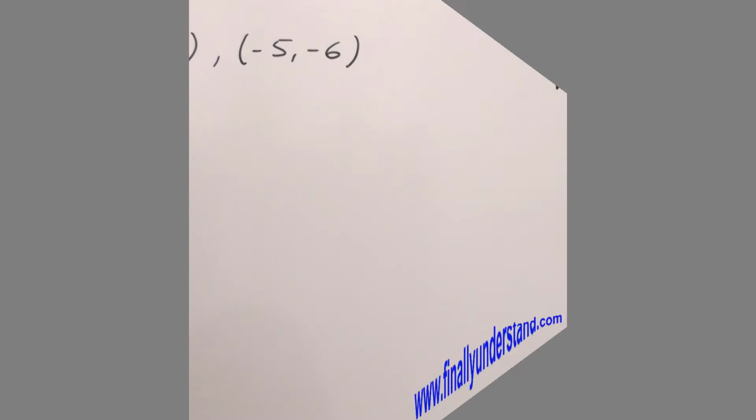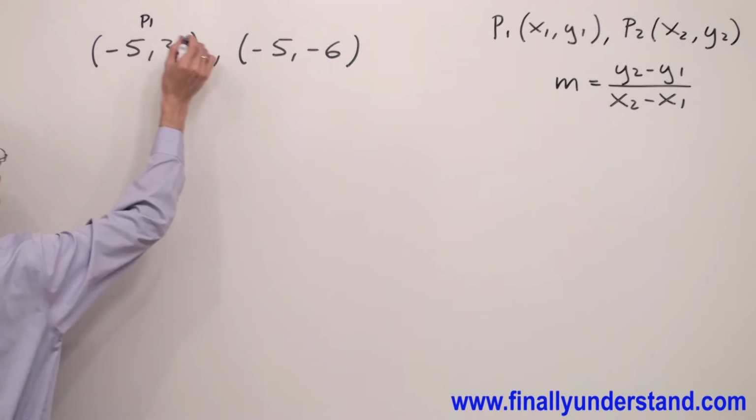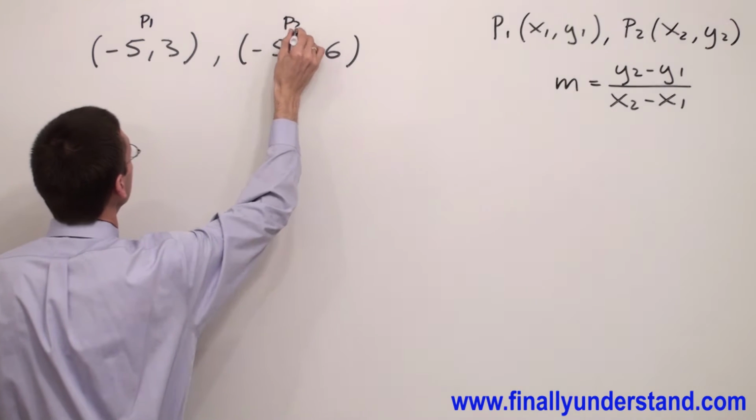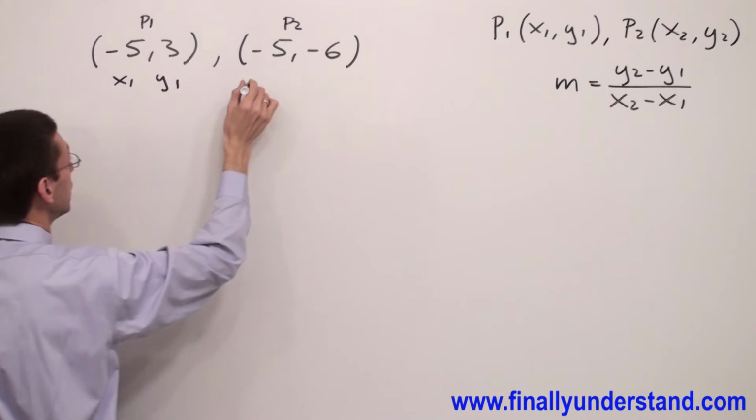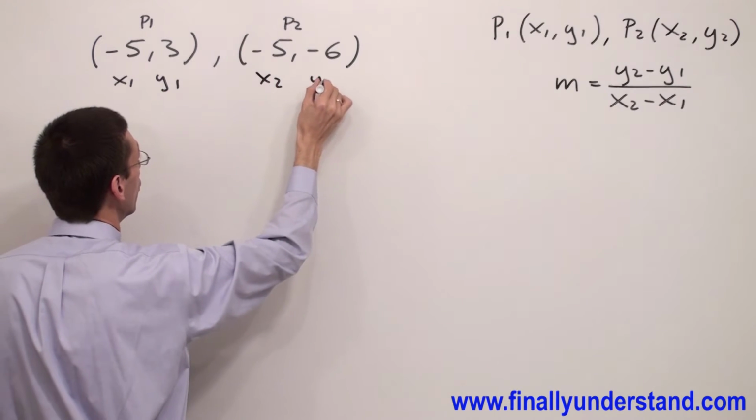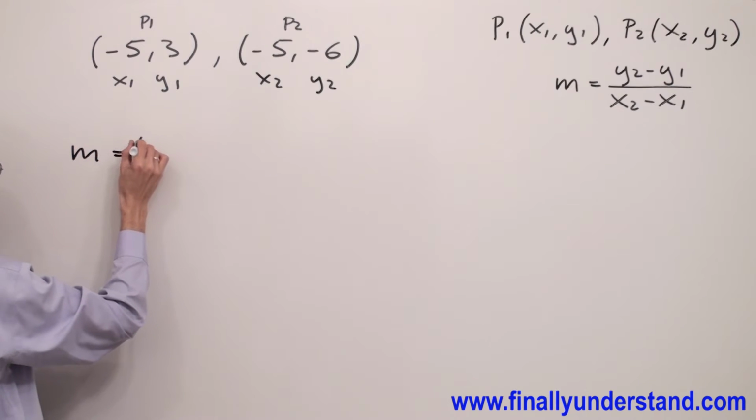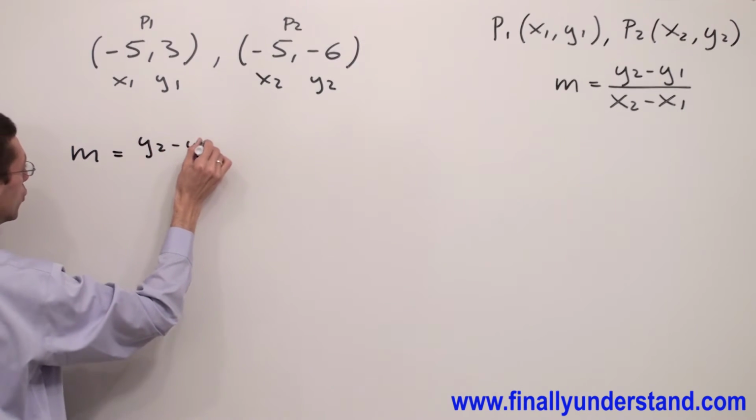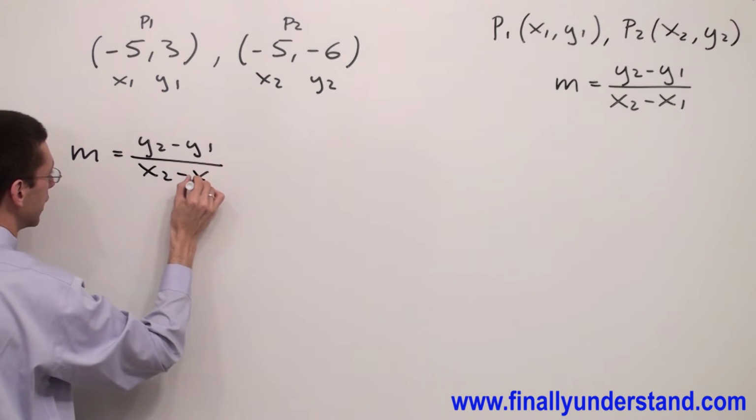Let's take a look at this example. Again, we have 2 points and we're supposed to find the slope. This is my point 1, this is my point 2, this is my x1, this is my y1, x2, y2. The formula is m equals y2 minus y1 over x2 minus x1.